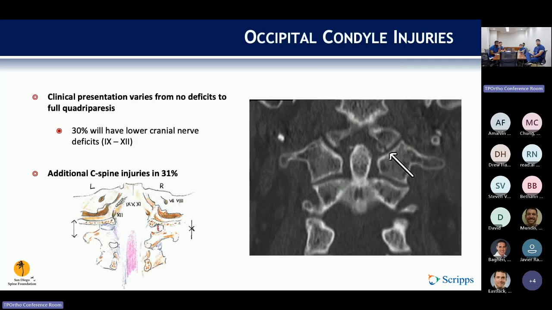So we'll first start with occipital condyle fractures or injuries, and this usually presents as a spectrum of presentation. It can range from minimal deficit to quadriparesis, and it can definitely present with some unusual symptomatology due to the fact that we're in close proximity to the lower cranial nerves as they come out of the jugular foramen and hypoglossal canal. So the occipital condyle fractures have been classified into three types.